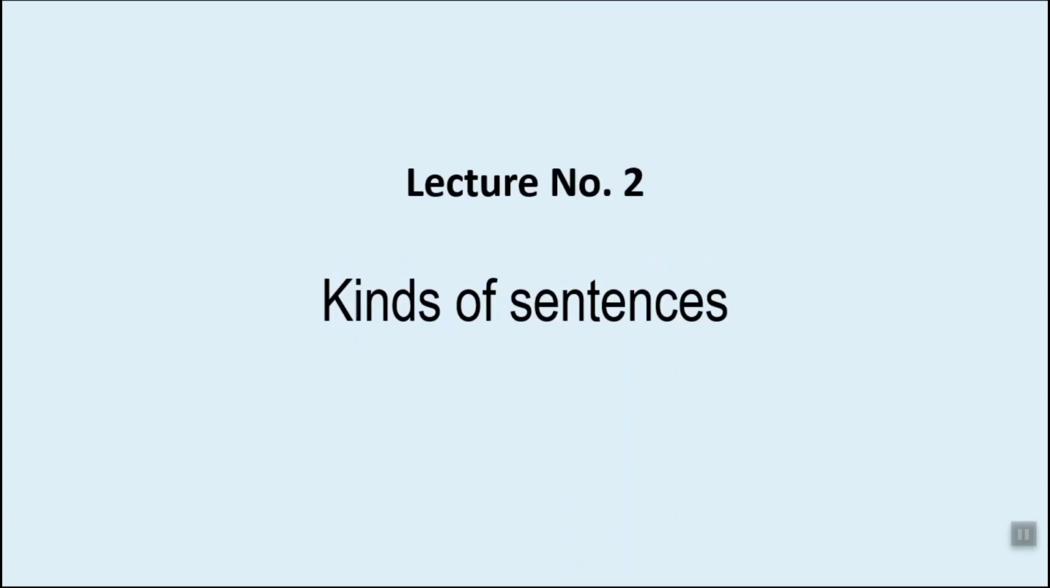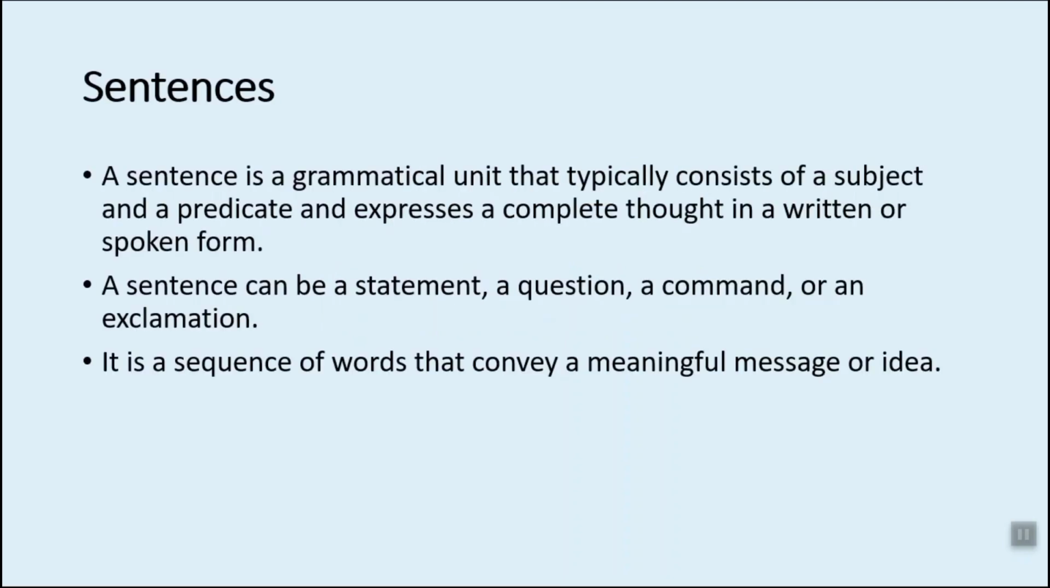In today's lecture, we'll discuss the kinds of sentences and understand them with the help of examples. Let's start with the definition of a sentence. A sentence is a grammatical unit that typically consists of a subject and a predicate and expresses a complete thought in written or spoken form. A sentence can be a statement, a question, a command, or an exclamation. It is a sequence of words that conveys a meaningful message or idea.